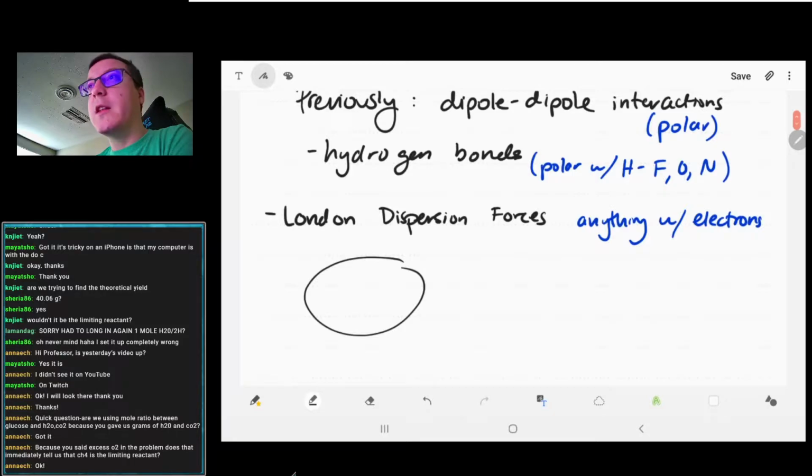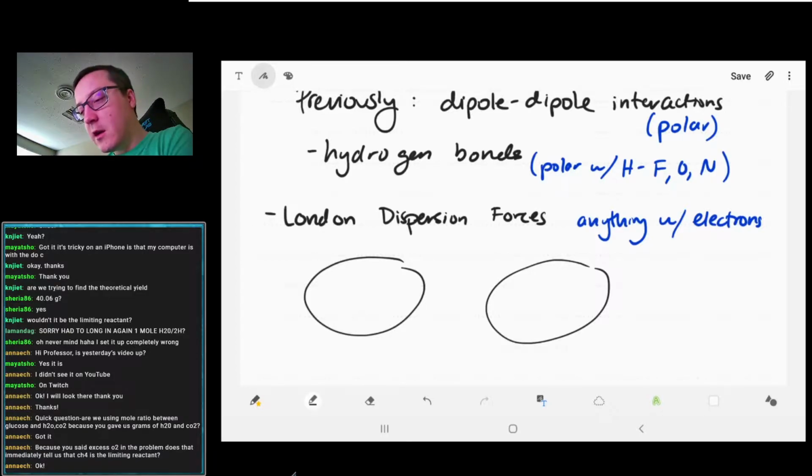So this could be a molecule or an atom. And here's another one. We have two blobs. Maybe these are hydrocarbons. Maybe these are xenon atoms. Maybe these are water molecules. Whatever. Anything with electrons can do this. So a general blob has electrons all over the place, just zipping about. They're all in their orbitals doing their thing.